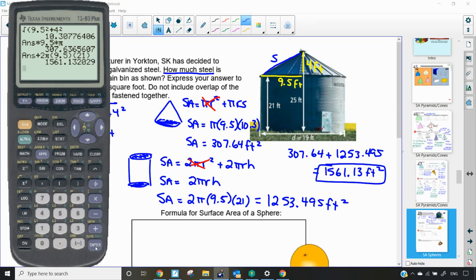1,561.13 feet squared. Now notice, if I had just been rounding here, if I had just gone 307.64 plus 1253.495, I would have had 1561.14. So it's really important that we avoid those rounding errors by keeping everything exact in our calculator. If I had just used my rounded answers, I would have been off by a decimal point.